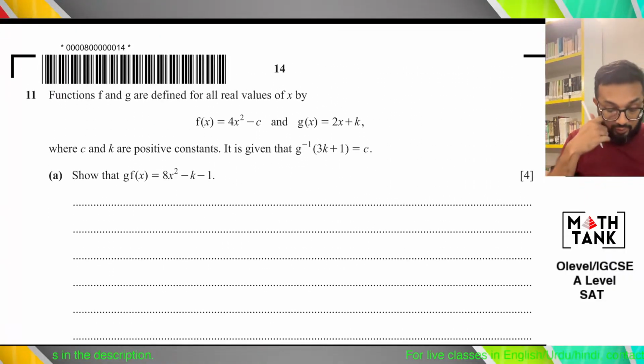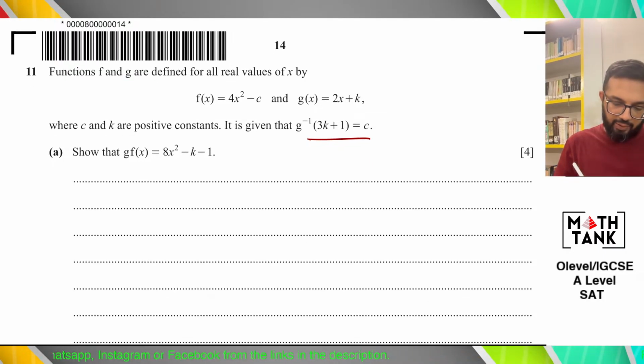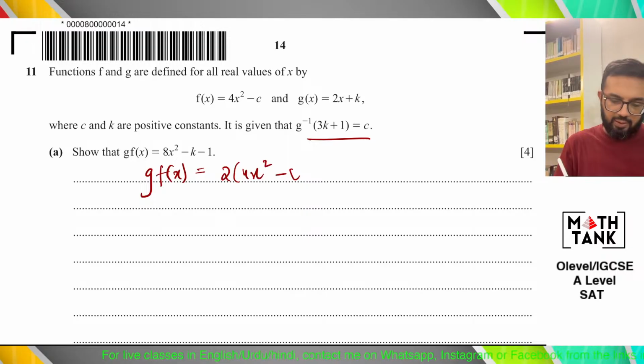It says functions f and g are defined for this, where c and k are positive constants. It is given that g inverse of 3k plus 1 equals c. Show that gf of x equals 8x squared minus k minus 1. So gf of x is 2 times 4x squared minus c plus k. That's what I have right now.